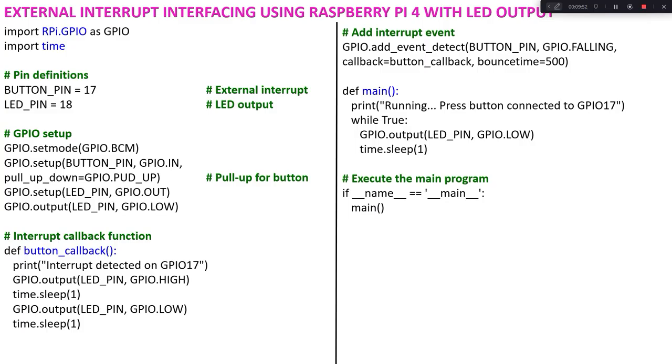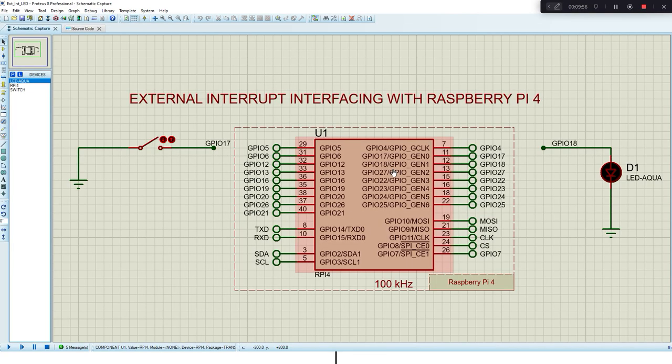Now we will go to the simulation part and look at the execution. Here I show a typical circuit diagram where we have connected the switch to the GPIO 17 pin. This pin will act like an external interrupt pin. And we have connected the LED to GPIO 18.